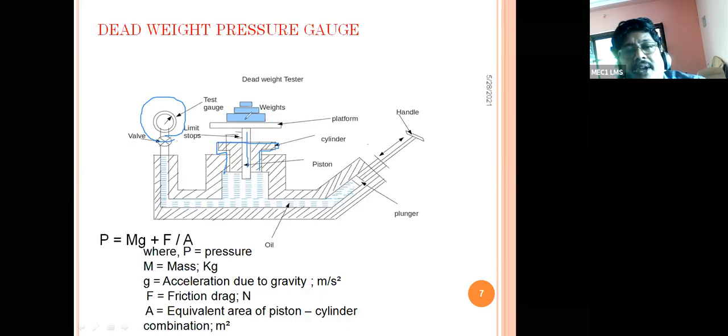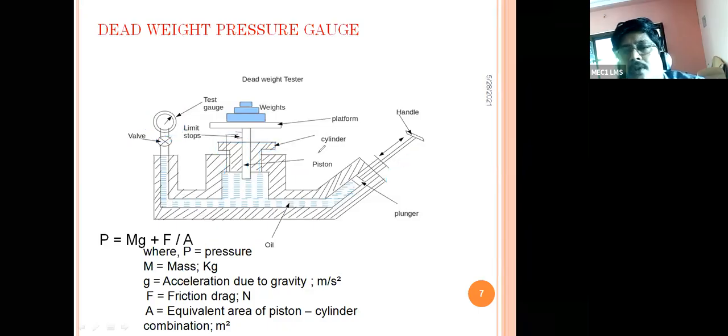See here, when the weights are placed on the platform, what happens? The piston will press, that means it will compress the fluid. And similarly, we have to push the plunger. Then automatically the pressure is created inside the oil, thereby it pushes the piston and it floats in between these two limit stops. Here these are the limit stops.